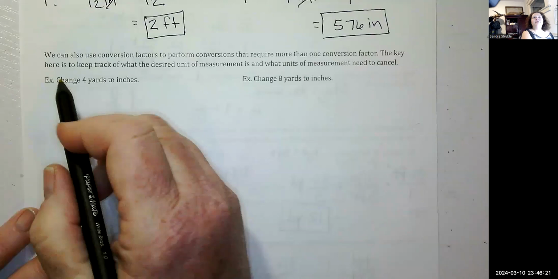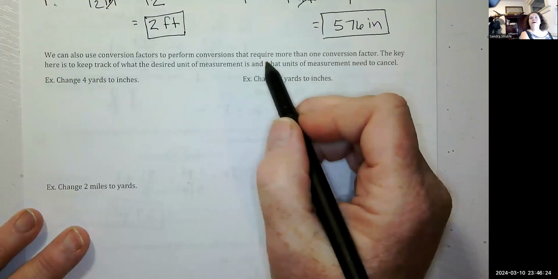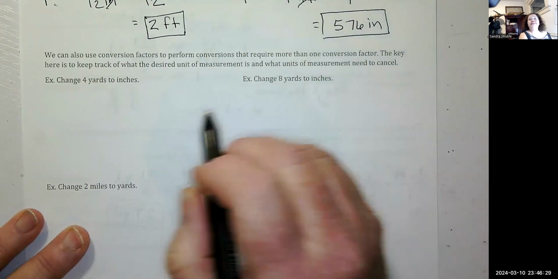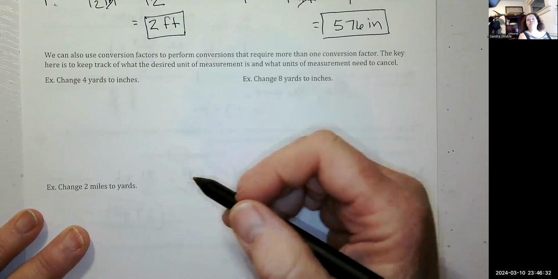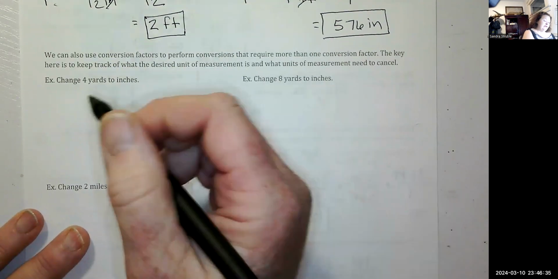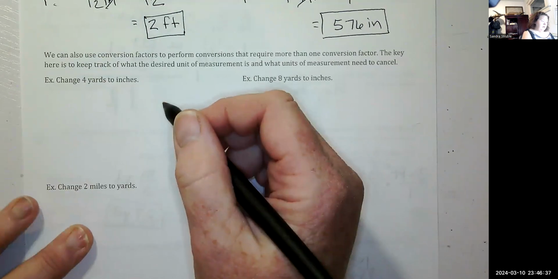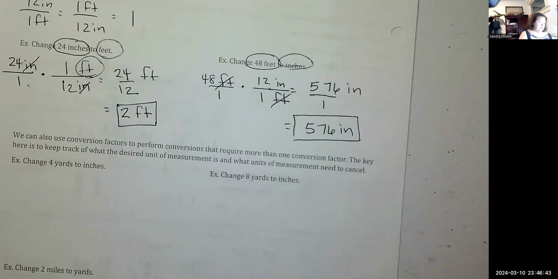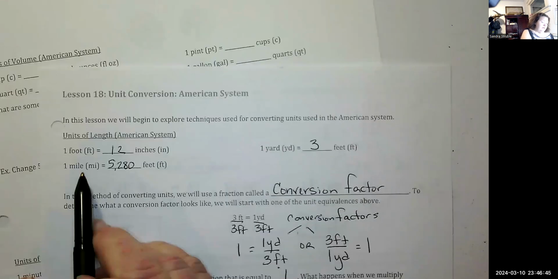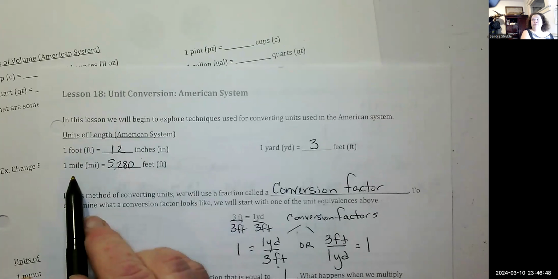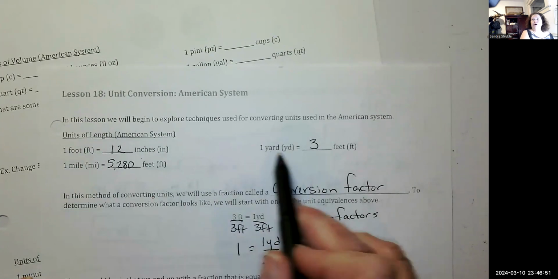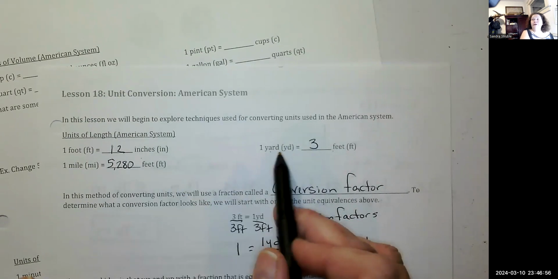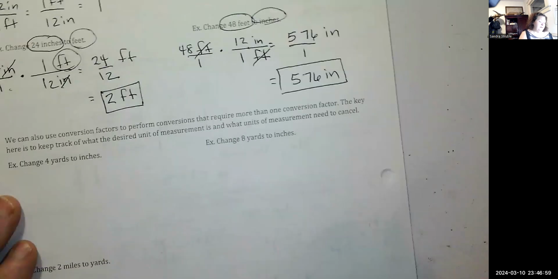All right. We can also use conversion factors to perform conversions that require more than one conversion factor. The key here is to keep track of what the desired unit of measurement is and what units of measurement need to cancel. So we're going to change 4 yards to inches. Okay, so up to this point, we've only looked at feet to inches. We haven't even talked about miles yet. So feet to inches and yards to feet. So I'm going to use both of these conversions here in order to solve this problem. And I'll show you how.